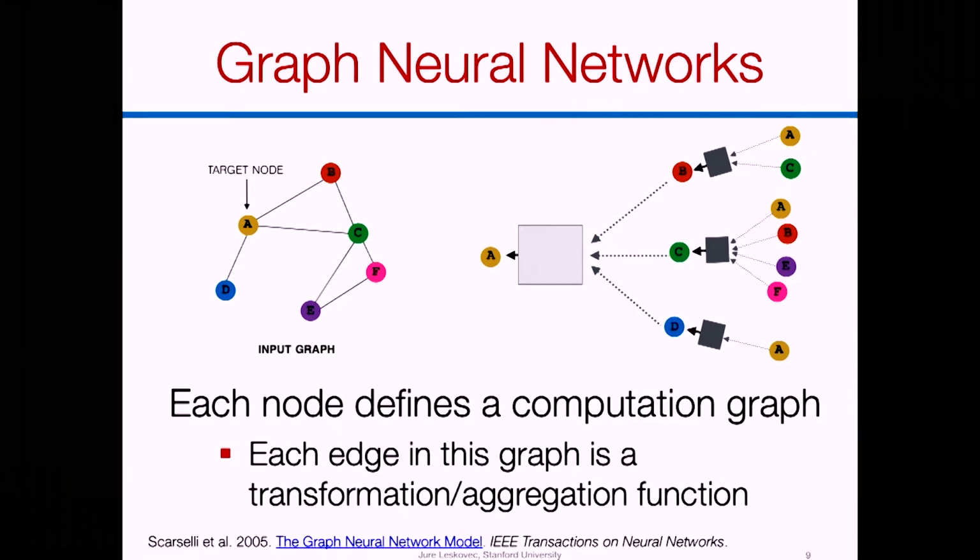So this means that every node in the network defines its own neural network structure, its own computation graph. And what we want to do now is to learn these operators, these boxes that learn how to take information from the children, combine it with the own information at the node, and pass it on.